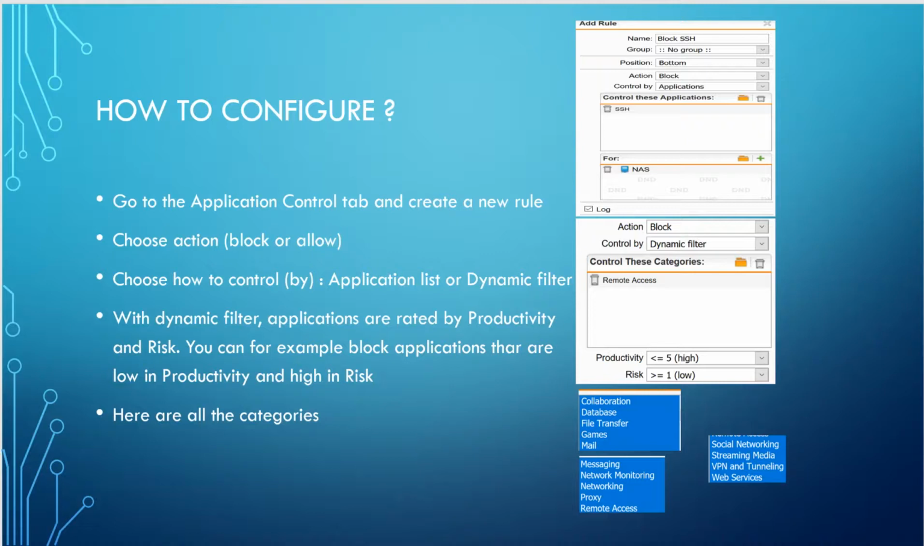And for example, you can choose to block applications that are low in productivity and high in risk, because those are bad applications, for example. So this is how you configure. You can see here that you don't have control of these applications, but you have control of these categories. And then you can choose what kind of categories you are talking about. It can be the category remote access, the category collaboration, and then you can play with the productivity and risk value.